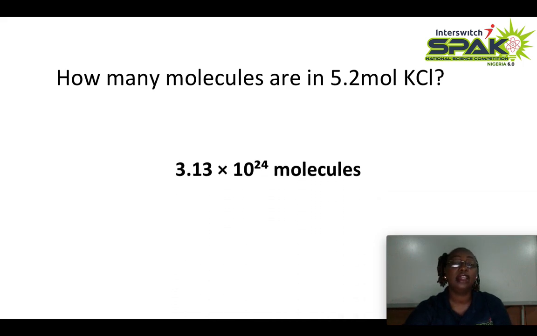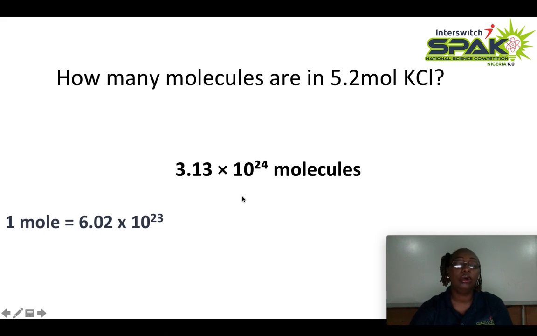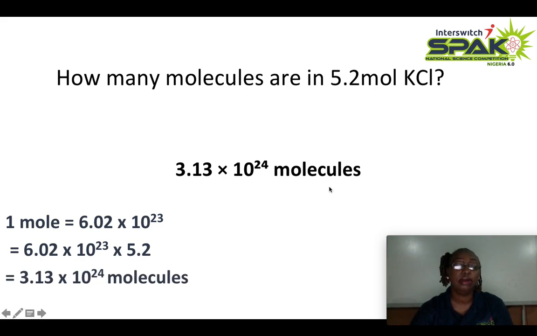So we have our answer to be 3.13 times 10 raised to the power 24 molecules. And how is that so? Let's see how we get that. We take 1 mole to be 6.02 times 10 raised to the power 23. Then 6.02 times 10 raised to the power 23 times 5.2 mole of potassium chloride, and your answer will be 3.13 times 10 raised to the power 24 molecules.